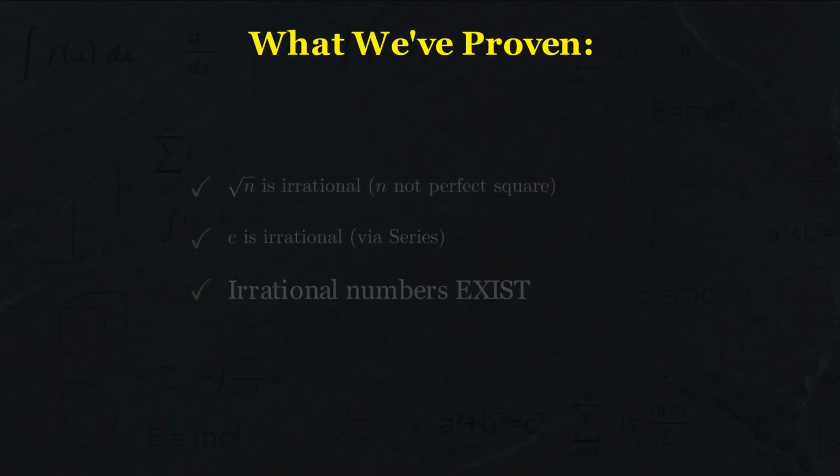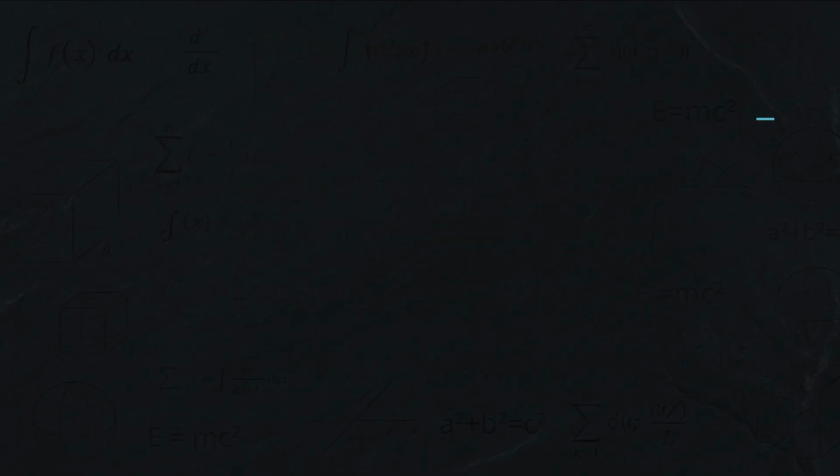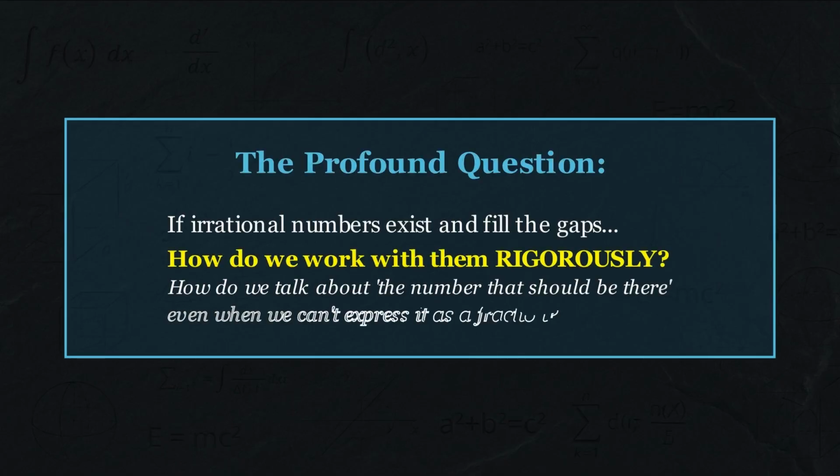So we've established that irrational numbers exist. We've proven that the square root of n is irrational when n is not a perfect square. And we've shown that e is irrational using alternating series. But here's the profound question that emerges. If irrational numbers exist, and they fill the gaps between rationals, how do we work with them rigorously? How do we talk about the number that should be there, even when we can't express it as a fraction?